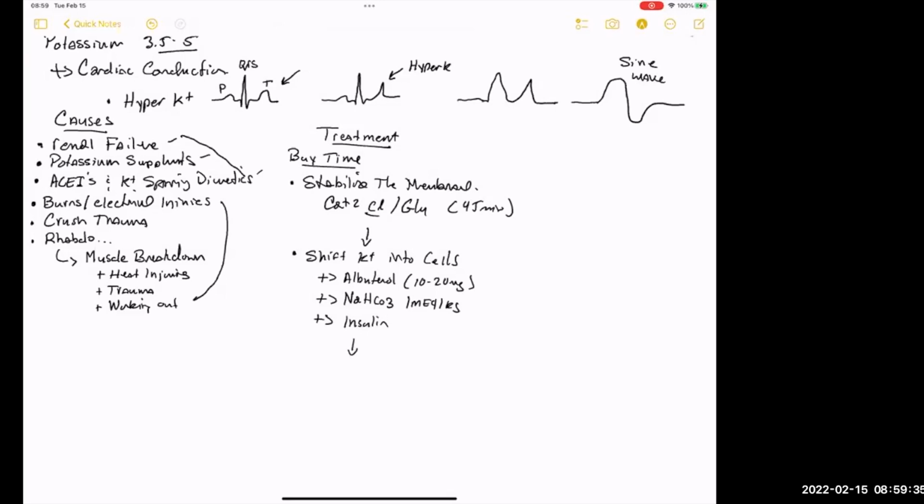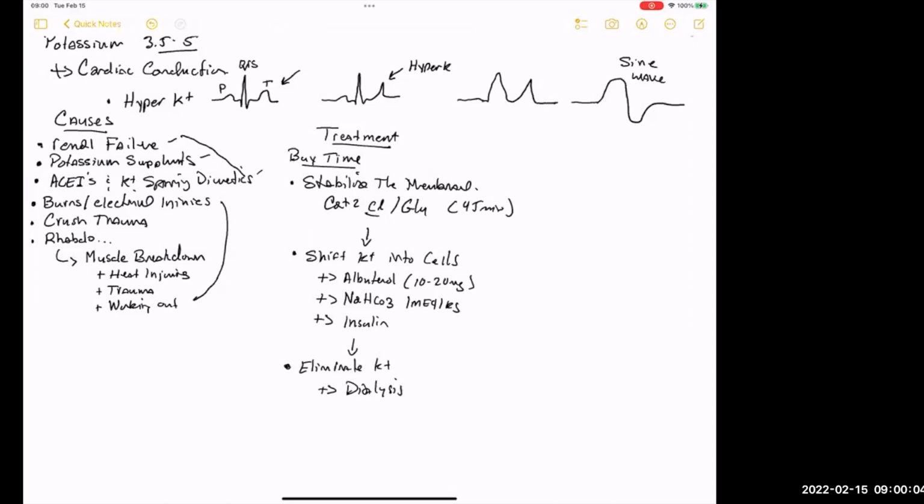And then the third and the definitive way of treating it is actually eliminating the potassium from the body. And that tends to be dialysis. Emergency dialysis, obviously we can't do that, but a lot of this we can do. We can initiate that treatment. So that's life-threatening hyperkalemia.